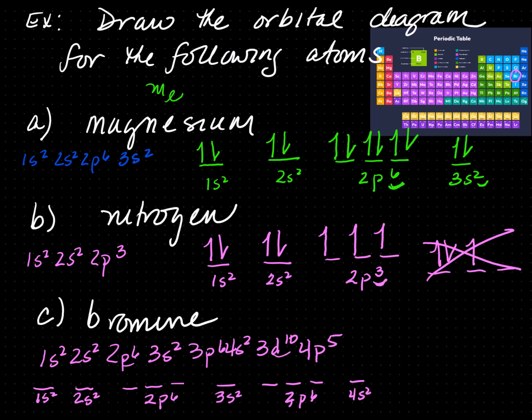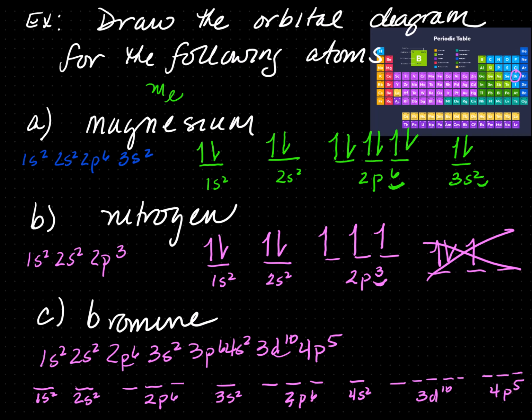D's have 5 orientations in space. The shape of d, or the value of l, is 2. So m_l ranges from plus l to minus l, so plus 2, plus 1, 0, minus 1, minus 2. So there are 5. Every d subshell has 5 orbitals. And 4p will also have 3.